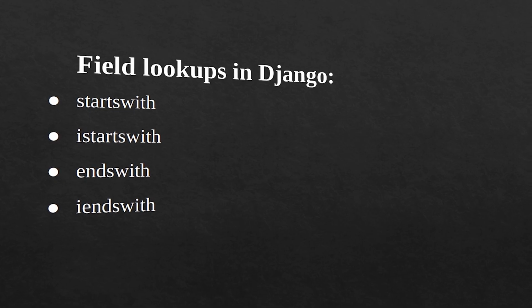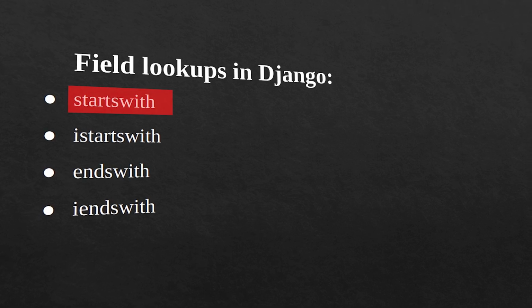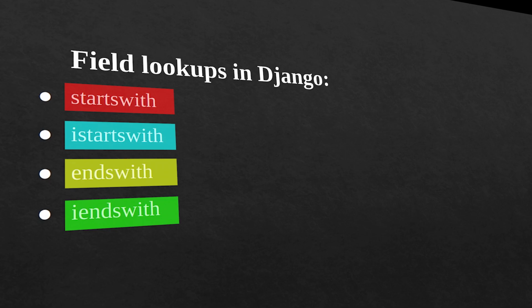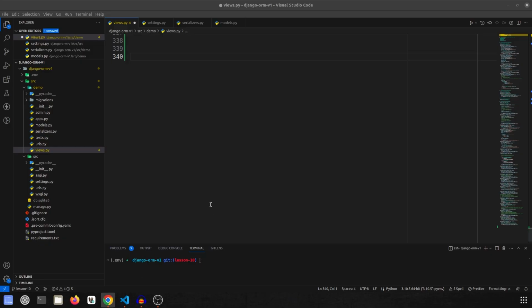In this video, we are going to take a look at startswith, istartswith, endswith and iendswith in field lookup in Django. So let's get started. My code is already checked out and my environment is also activated. Make sure to watch the previous videos, because I have shown how to configure the Postgres database. You need that for this startswith and endswith to work.